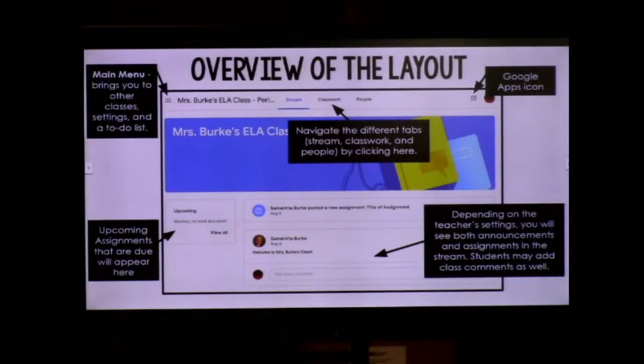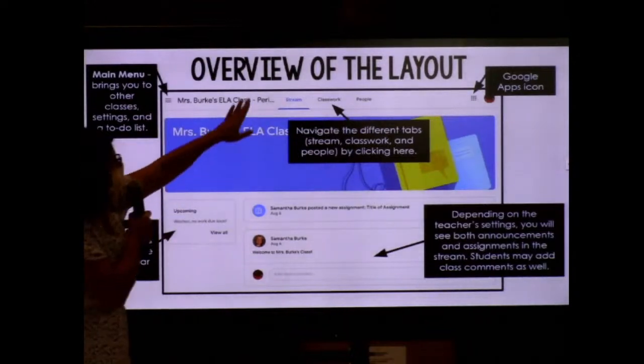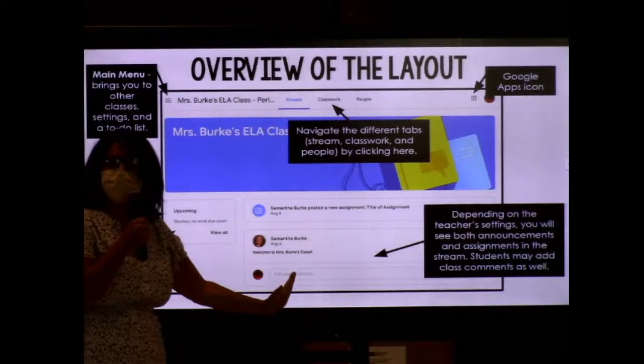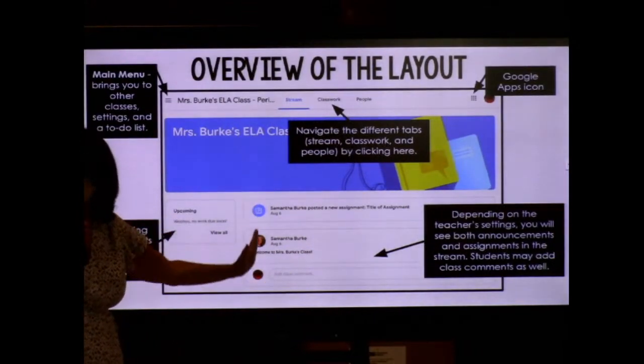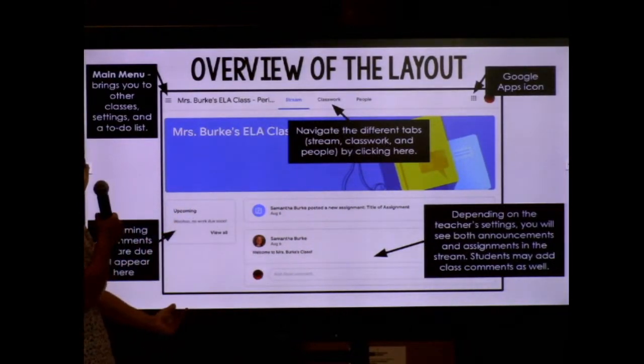This is the overview of a class, Google Classroom. This is Mrs. Burke's ELA class. This is where you'll find the main menu. This is where you're going to see upcoming assignments, so the child can see what's coming up and what is due. This is the stream page, kind of like that Class Dojo home page. This is where announcements will be.